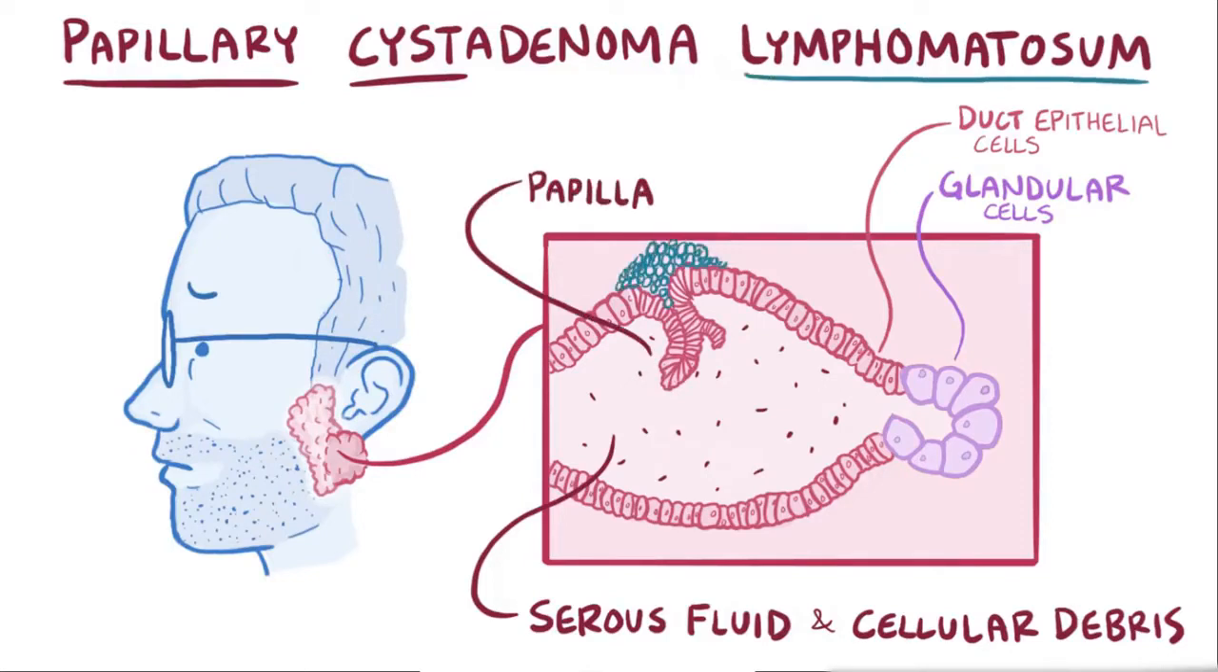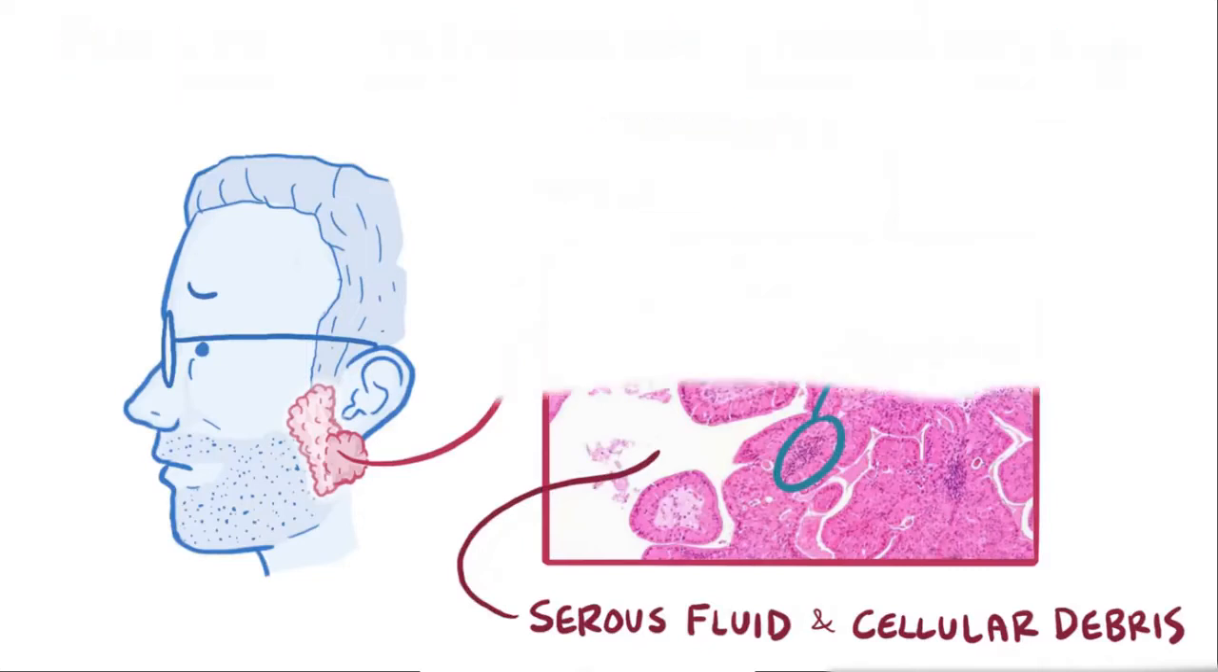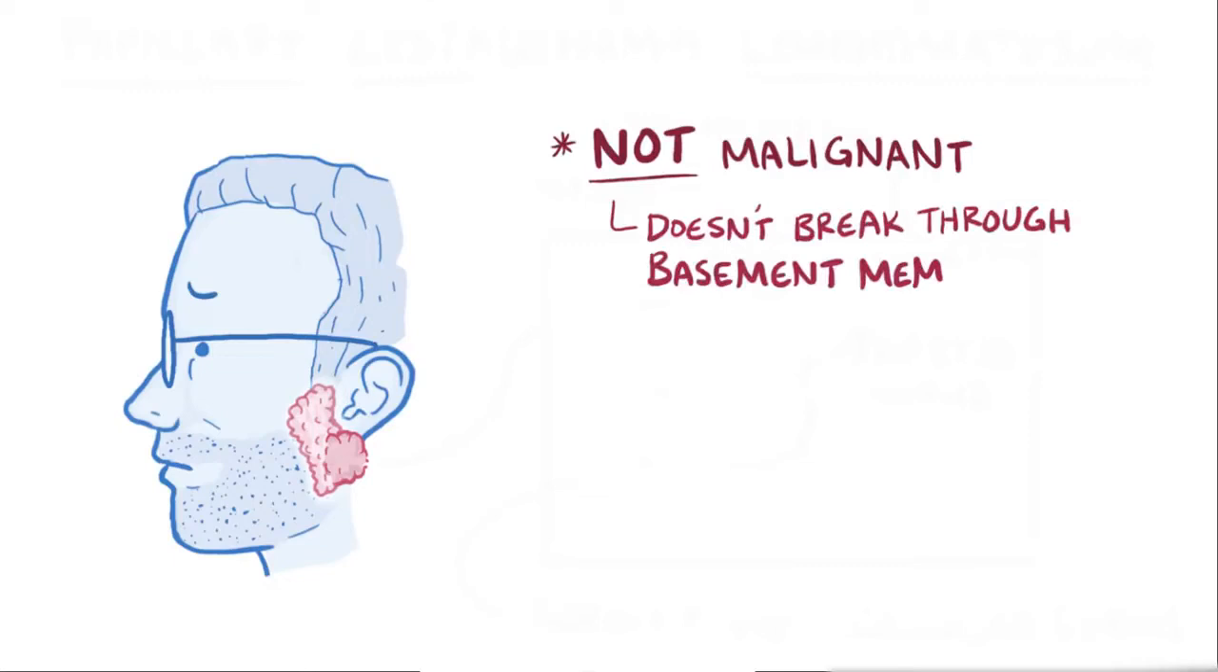Finally, lymphomatosum refers to the fact that the epithelial layer gets infiltrated by lymphocytes, which organize themselves into what look like germinal centers, which is something you'd expect to find if you looked at a cross-section of a lymph node. Looking at histology, we can see the papilla, the lymphocytes, and the cystic space where the serous fluid and the cellular debris are.